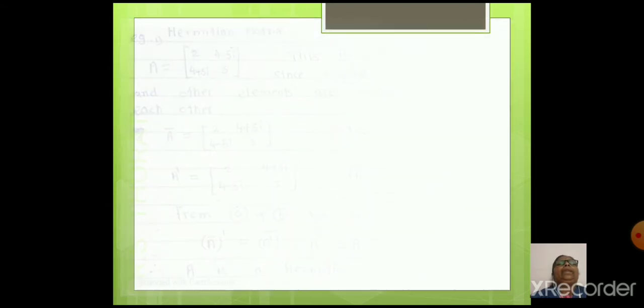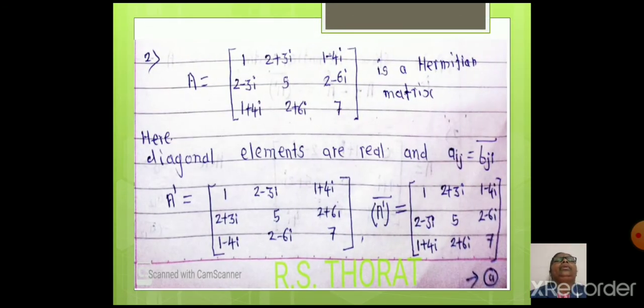Next example. Consider a square matrix of order 3 by 3: 1, 2 plus 3i, 1 minus 4i; 2 minus 3i, 5, 2 minus 6i; 1 plus 4i, 2 plus 6i, 7. This matrix is a Hermitian matrix. Why is this matrix a Hermitian matrix?